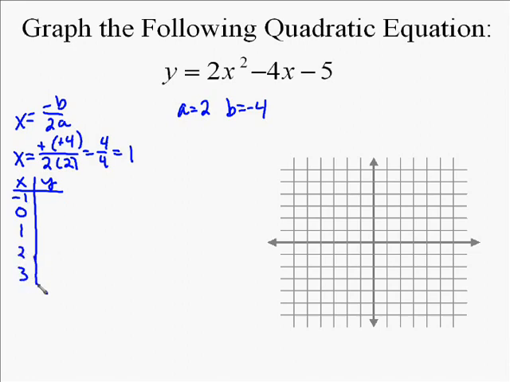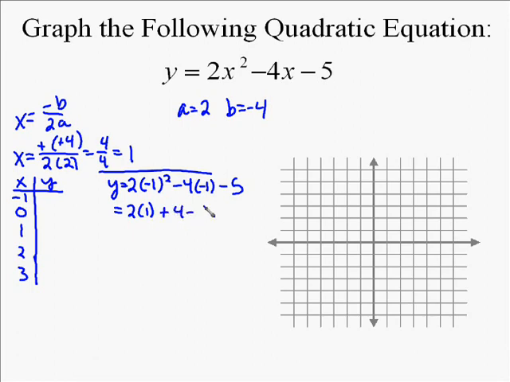Once we find the vertex, what we do is we create this y table where we count 2 up from the x-coordinate of the vertex and 2 down. So we went negative 1, 0, 1, 2, 3, right in a row, just 2 on both sides of the 1. And then we're going to test points. So the first point we're going to test here is negative 1. We're going to find out what the y value is.